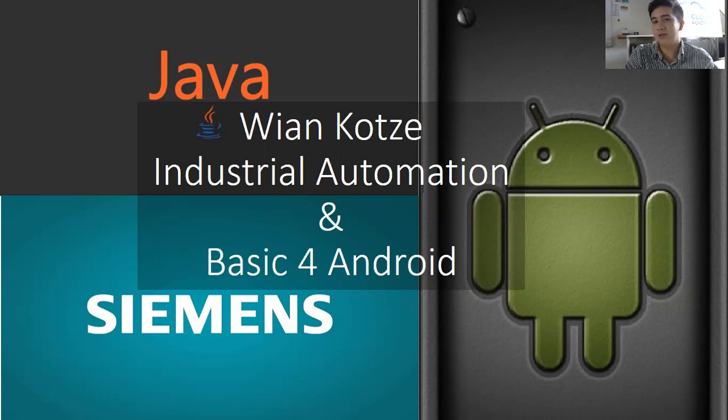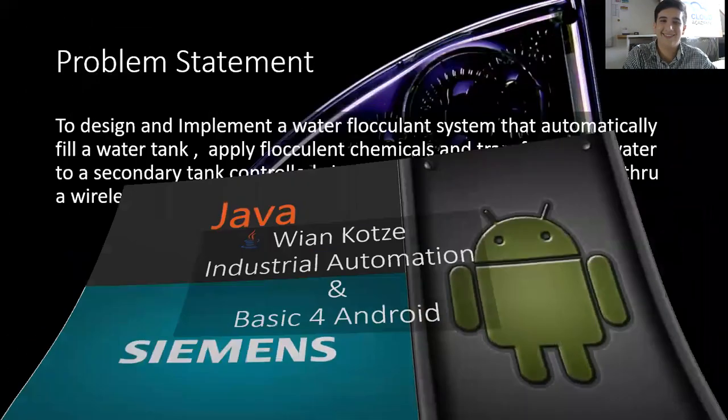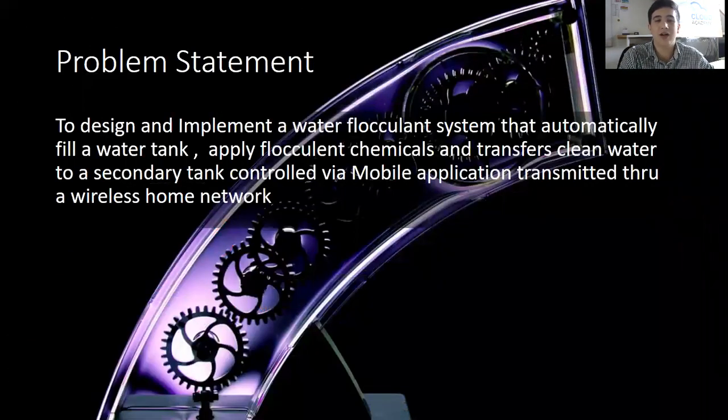I'm Kotze, and I'm going to present to you my industrial automation and coding project. A double win. My problem statement is to design and implement a water flocculant system that automatically fills a water tank, applies flocculant chemicals, and transfers clean water to a secondary tank, controlled via a mobile application transmitted through a wireless home network.